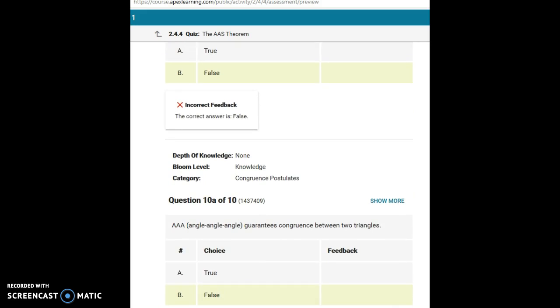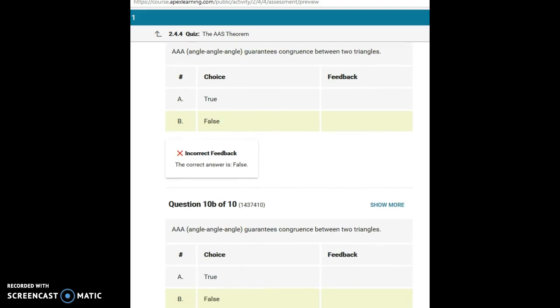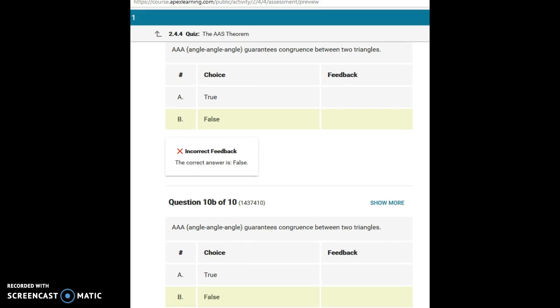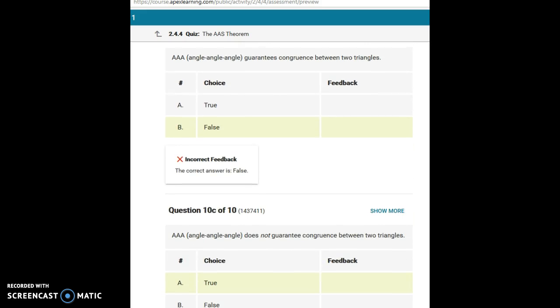Angle, angle, angle. Does that guarantee that the triangles are the same? No, because you need how many measurements? You need 4 measurements. Does angle, angle guarantee? No, it doesn't guarantee it, because you need what? Once again, 4 measurements.